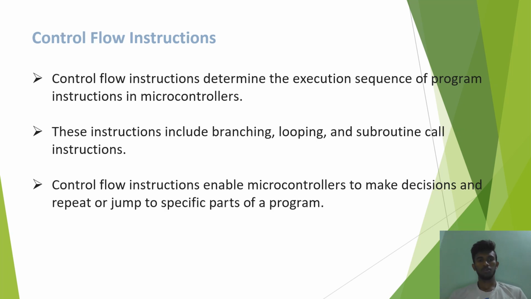Next, we can move to the control flow instructions. Control flow instructions determine the execution sequence of the program instructions in the microcontrollers. These instructions include branching, looping, and subroutine call instructions. These control flow instructions enable the microcontrollers to make decisions and to repeat or jump to specific parts of the program.